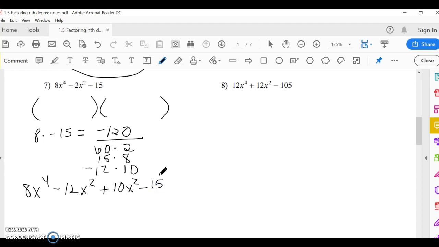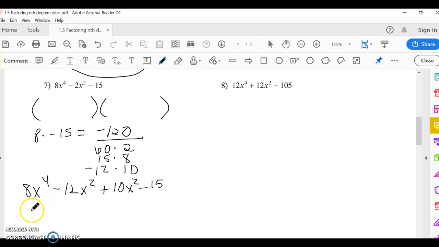Your teacher might call it splitting the middle term. There's a lot of different ways to call it, whatever fancy way that your teacher taught you. But this is essentially what you do. You take the first term, 8, multiply it by the last term, negative 15. Get that result. Figure out what factors make the middle term, the negative 2. Then do a process called factor by grouping.